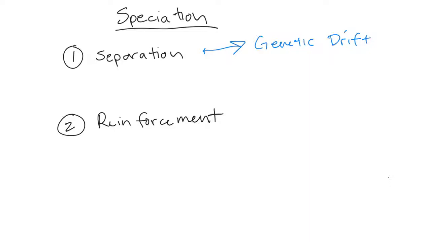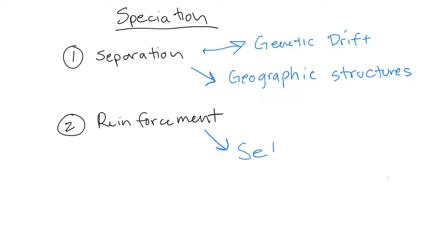All right, another possible one might be geographic structures. Okay, so maybe a river forms or a mountain forms, and this may take millions of years, but some sort of physical barrier which can separate populations. Okay? The second step then is reinforcement. Okay? And generally this is done through selection.